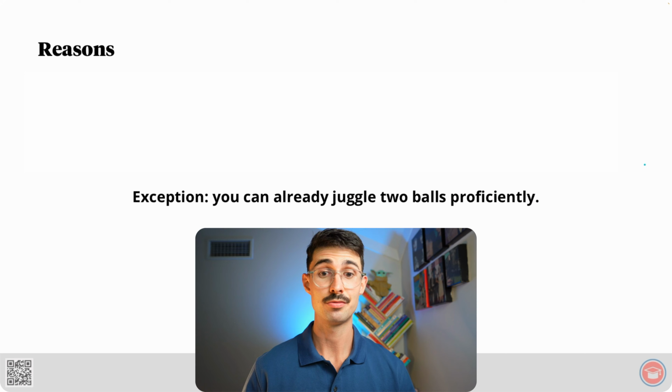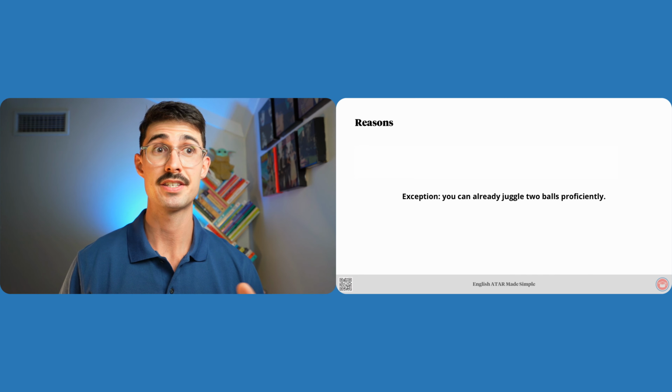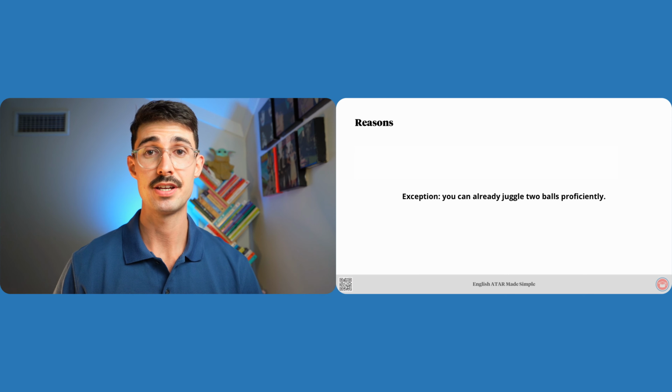But there is an exception for when it is perfectly acceptable to answer these questions. That exception can be summarized as follows. You can already juggle 2 balls proficiently. What I mean by this is, if you've consistently received good marks for comparison questions in a responding section style assessment, and you believe you can replicate those marks in an exam, then go for it. If you happen to be one of the few whom this exception applies to, don't worry, this module will still be useful. We'll be looking at a few comparison questions, and there'll be opportunities to answer practice comparison questions as well.